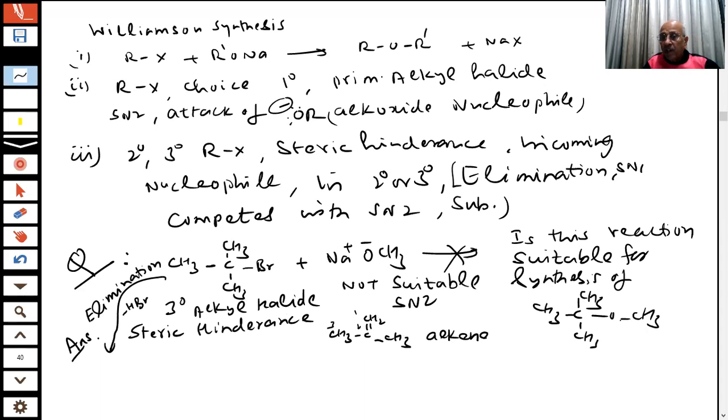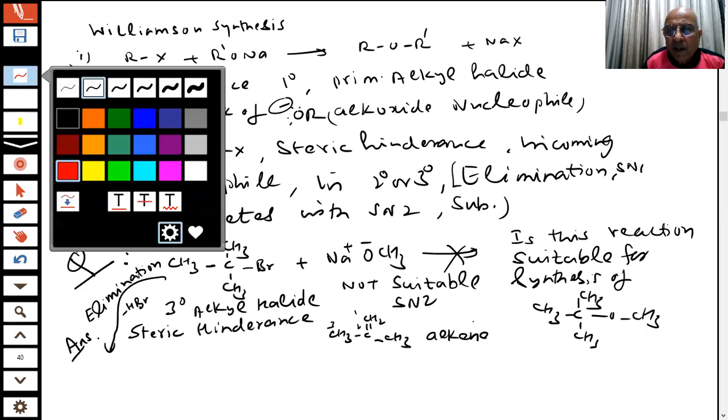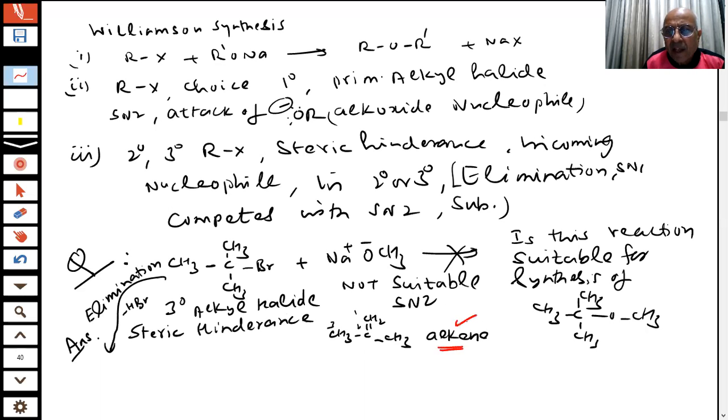This has produced alkene, student, and not the ether. Question important for the paper, important question। बात समझ में आई कि डाउट है? तो यहाँ पे क्या बन गया? एल्कीन बन गई है। एलिमिनेशन हो गई है। तो यहाँ पर SN2 रिएक्शन नहीं हुई, क्योंकि SN2 is best only when alkyl halide is 1 डिग्री। बात समझ में आई? अभी तक मैं क्या कहना चाहता हूँ, नोट कर लिया?